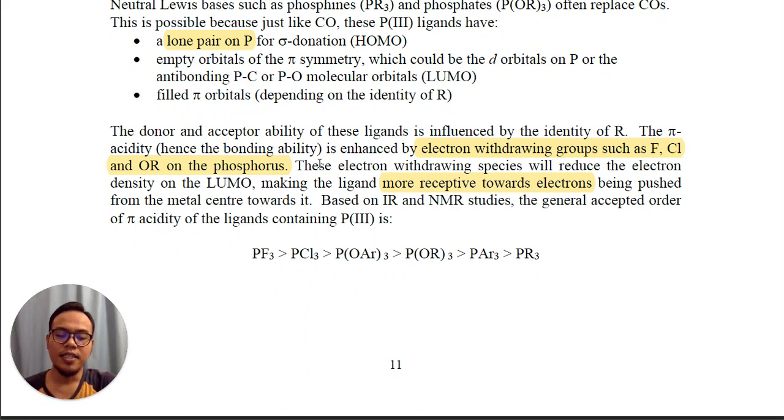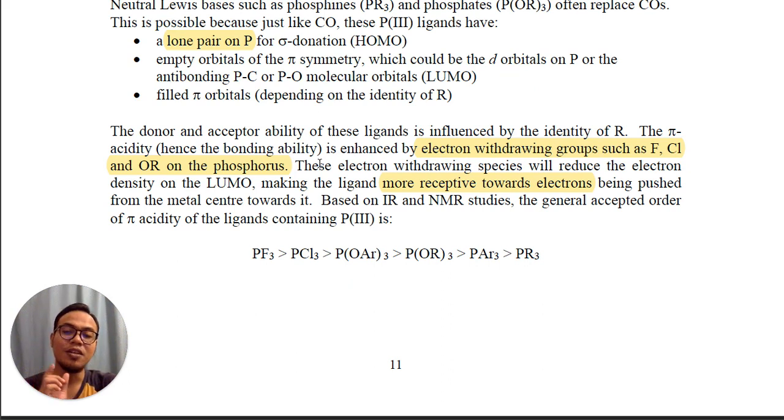If your R has a greater tendency to pull the electrons towards itself, or what we call electron withdrawing ability, this will make your ligand or your complex even more receptive. Receptive as in, remember when I told you in the formation of carbonyl complexes, you must get your ligand ready to accept more electrons from the metal. How to make it so? By making it slightly positive.